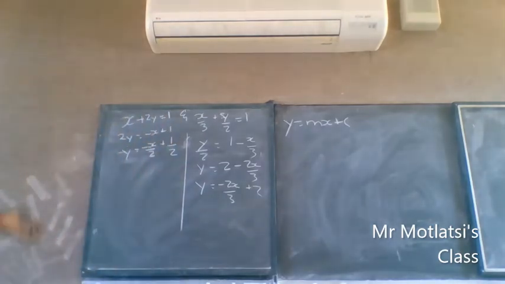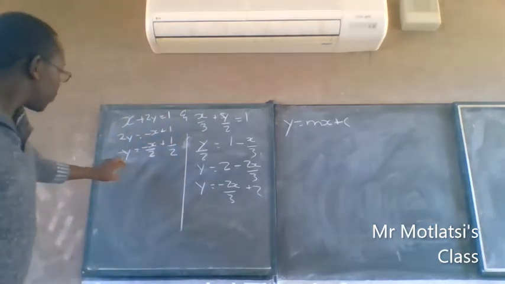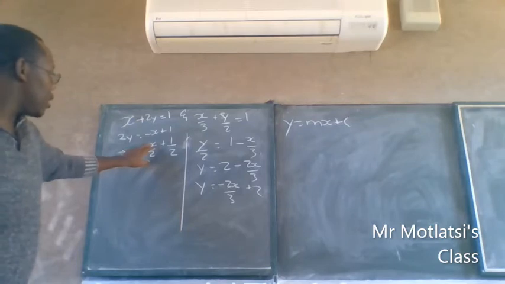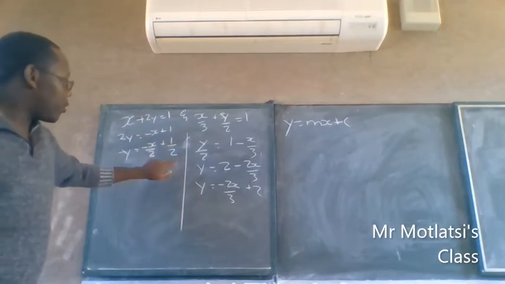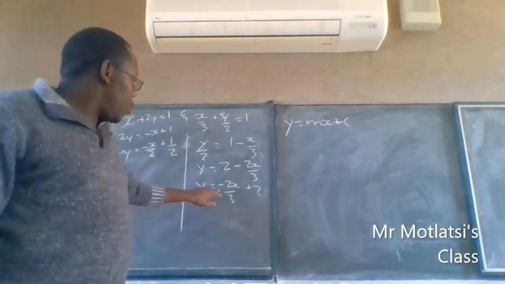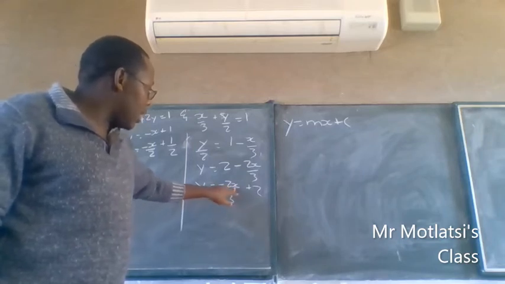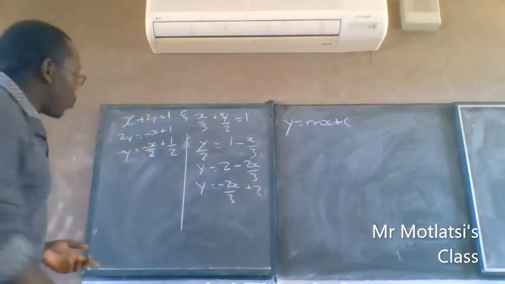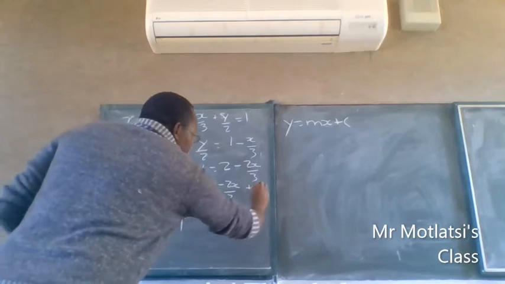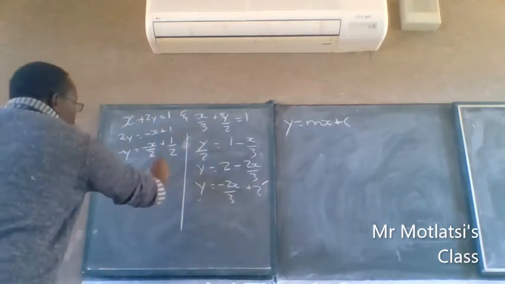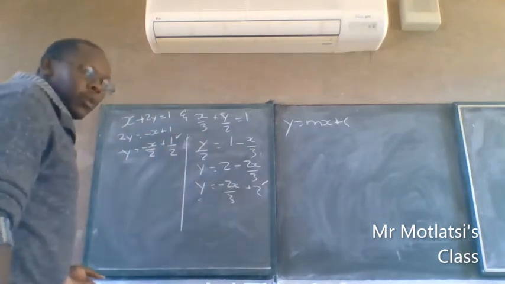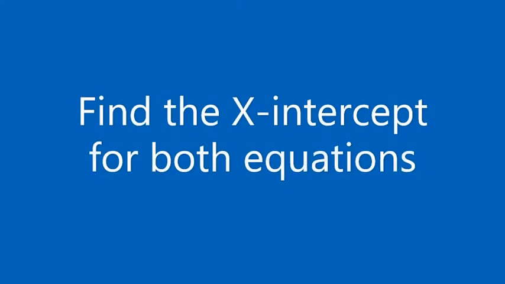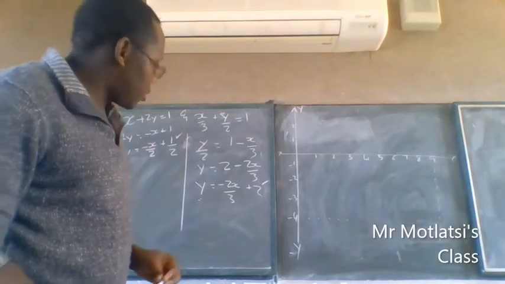So now look at our two equations. The first one, y equals minus x over 2 plus half. And the other one is y equals minus 2 over 3 x plus 2. And so therefore, for this equation the y-intercept is 2, while for this one it is half. I just made up a graph here quickly.